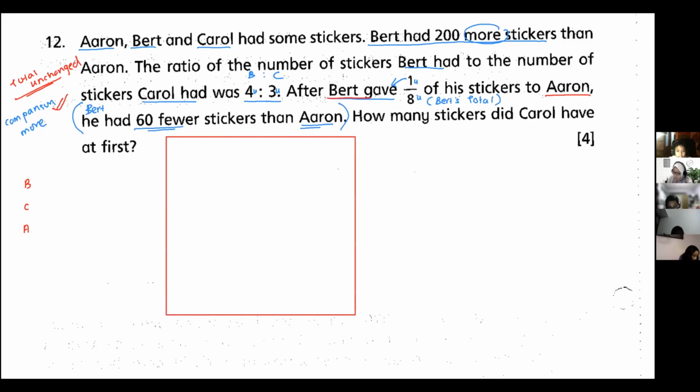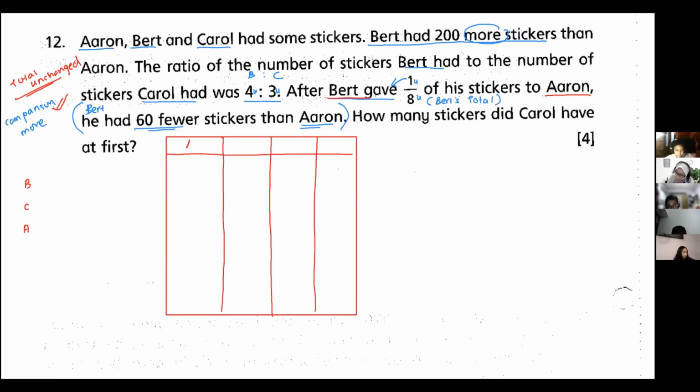Let's make a big one. Okay, divide it into four columns because there's a more. One, two, three, four. Okay, so we have Aaron, Bert, More, Carol, B, C, and A. Okay. So you know that if there's a total unchanged, you have a total there. But I do not want to put it there because I have nothing to do with a total. I do not want to find any total anyway. So I don't have to put the total.